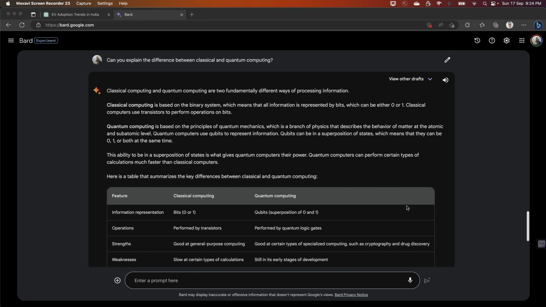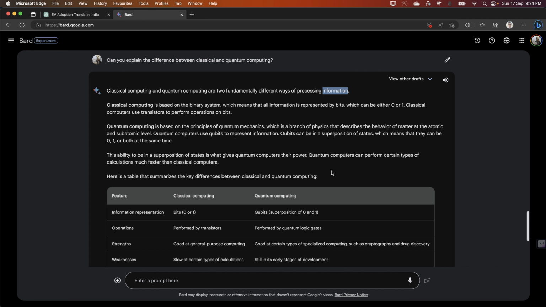It says classical computing is based on the binary system, which means 0s and 1s, which means that all information is represented by bits. And classical computers use transistors to perform operations on bits, right? And quantum computing is based on the principles of quantum mechanics, which is the branch of physics that describes the behavior of matter at the atomic and subatomic level. Okay, and quantum computers use qubits.